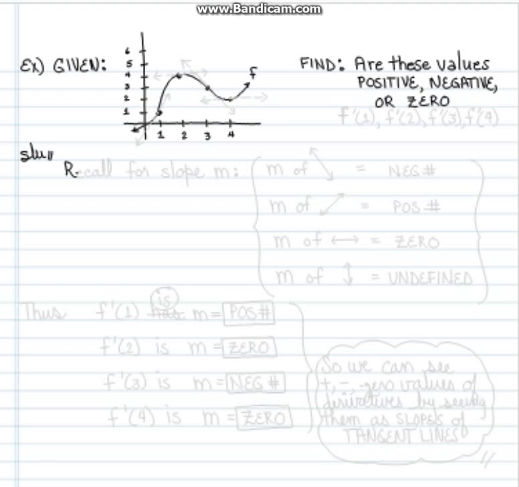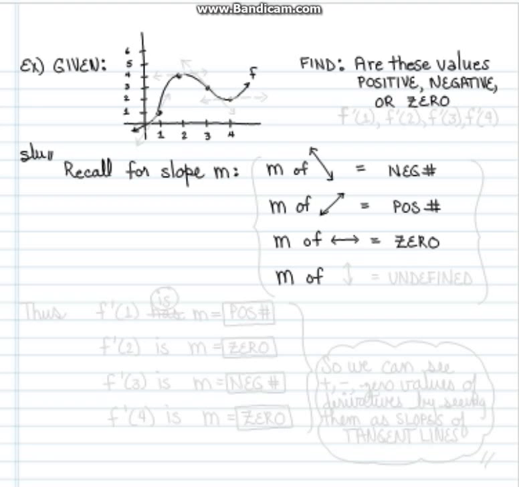Okay, so to do this, we just need to recall a little bit about slopes. Back from algebra, you recall the slope of a line that leans to the left is always going to be equal to a negative number. The slope of a line that leans to the right will always be equal to a positive number. The slope of a horizontal line will always be 0, and the slope of a vertical line is so huge that it's undefined. So keep that in mind. That's how we're going to answer this question.